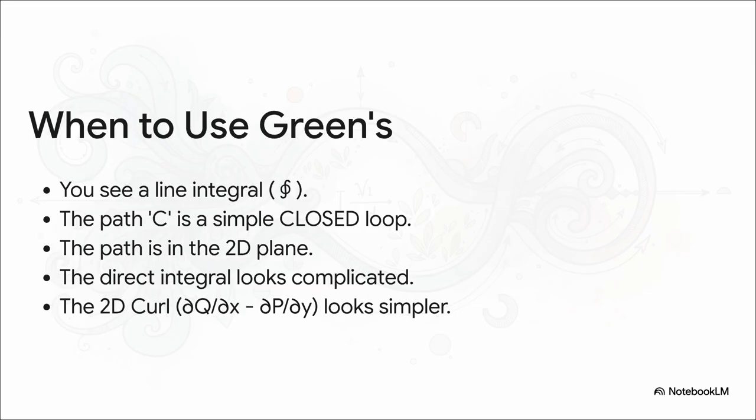Now for the strategy. Does the integral look nasty? Like really complicated? That's a huge red flag. Finally, and this is the pro tip, do a quick mental check of the 2D curl. Do those partial derivatives make the functions simpler? If the answer is yes, then Green's theorem isn't just an option, it's probably the best path forward.